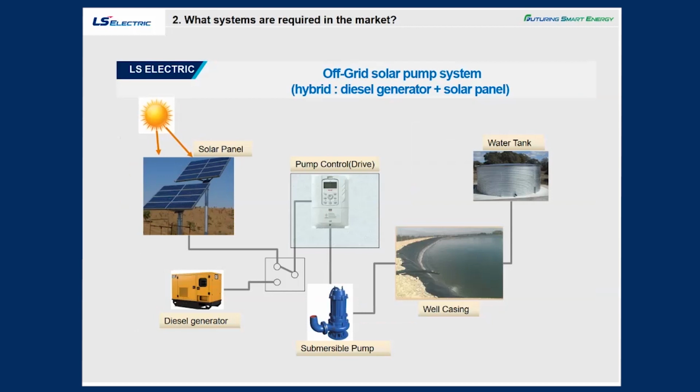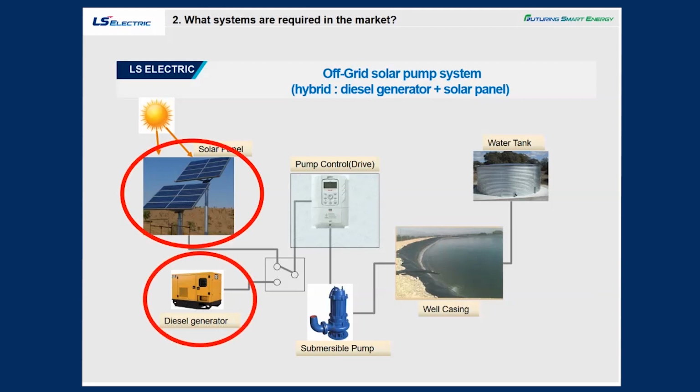The second system requires the drive to operate the pump for 24 hours. During the daytime, it is mainly operated with the solar photovoltaic panel, and in the nighttime, energy is supplied from a diesel generator.